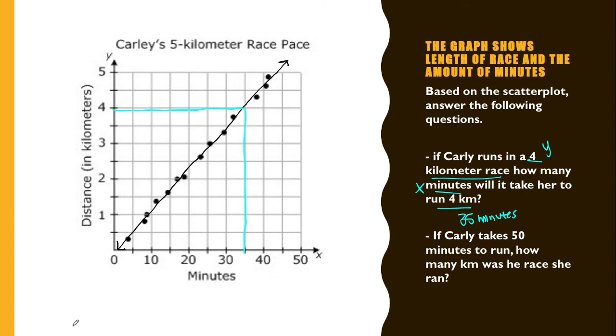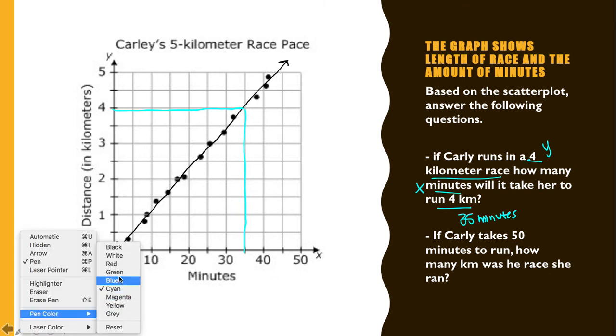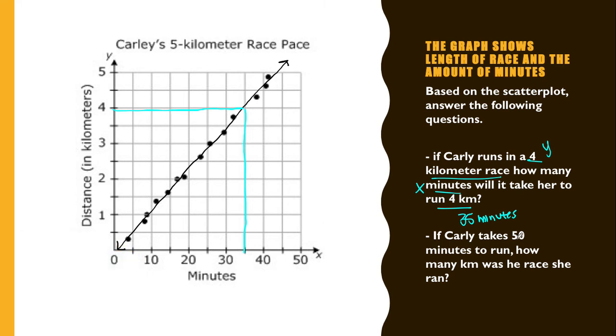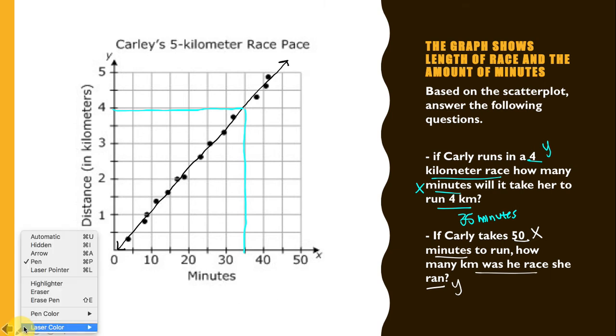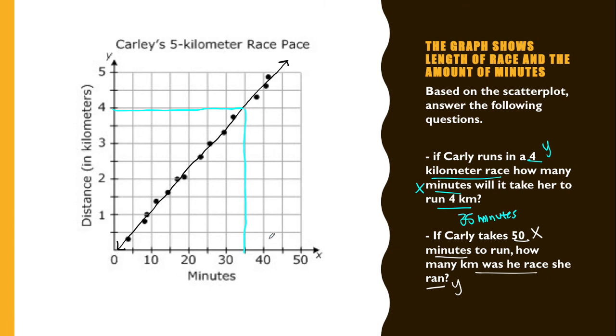If Carly takes 50 minutes to run, minutes is the x-axis. How many kilometers has she run? Looking for y. So 50 minutes. Oh, wait a minute. I hit the end of my graph, and I haven't hit the trend line yet.